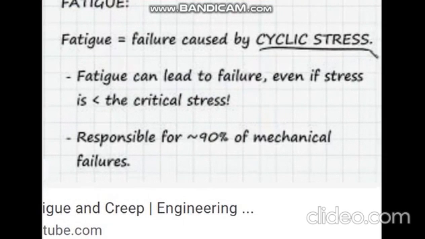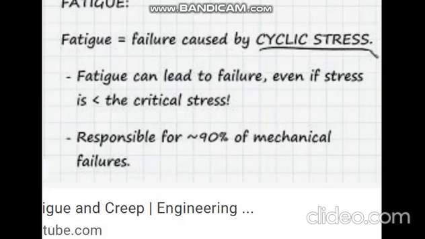Critical stress means that stress at which it fails. What is the critical stress in case of ductile materials? In case of ductile materials, it is the yield point stress. What is the critical stress in case of brittle materials? It is the ultimate stress.